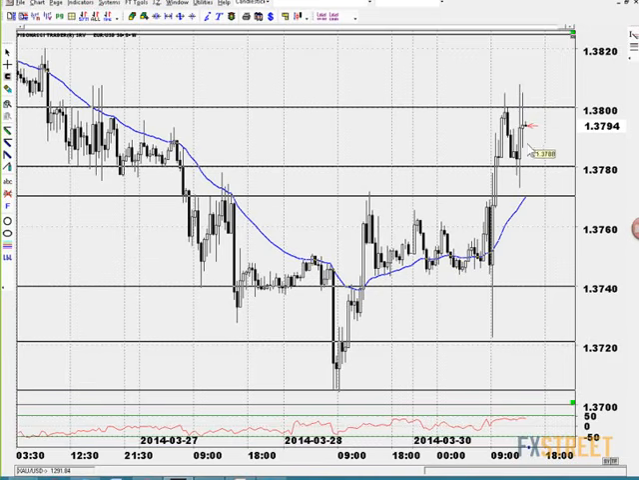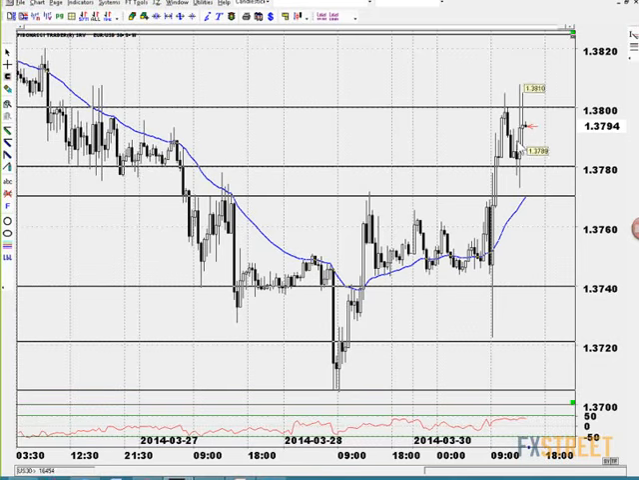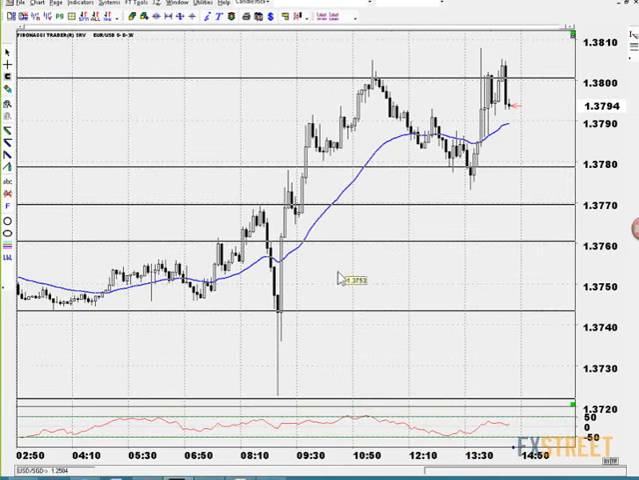Let's take this down to the 5-minute chart, because while you can pull some levels off the 30-minute chart, you want to have a look at what the price behavior is doing on a 5-minute chart. So let's have a look. I want to show you some of what we're looking at.